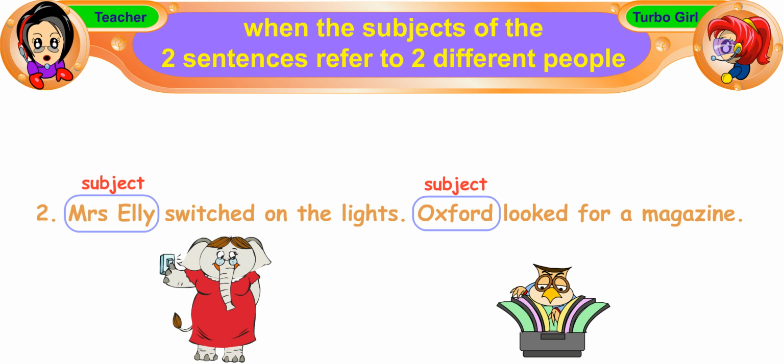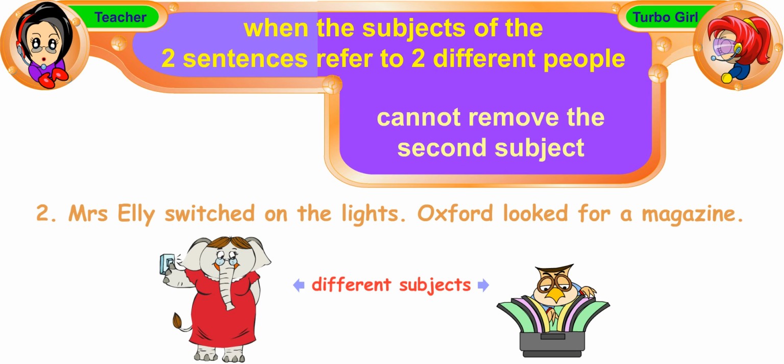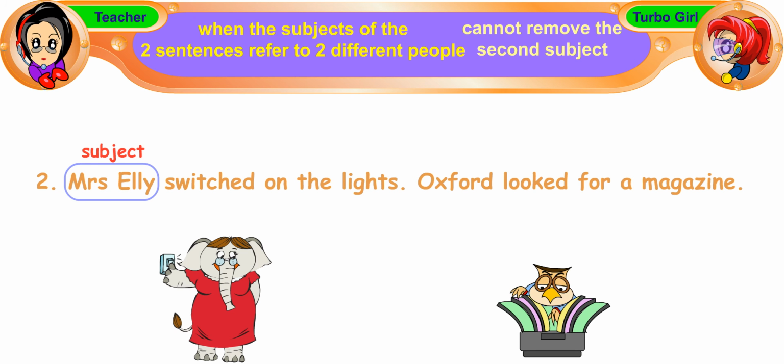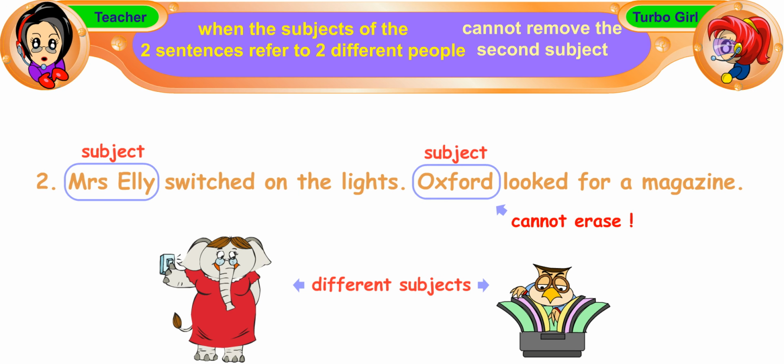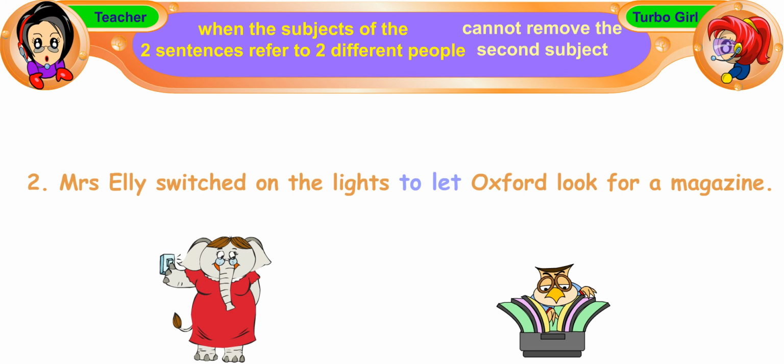When the subjects of the two sentences refer to two different people, we cannot remove the second subject. Let's look at the sentences in two. Mrs. Alley switched on the lights. Oxford looked for a magazine. The subject of the first sentence is Mrs. Alley, while the subject of the second sentence is Oxford. Since Mrs. Alley and Oxford are referring to two different people, we cannot erase the second subject, Oxford. In addition, we must add the word let after the word to. So we have Mrs. Alley switched on the lights to let Oxford look for a magazine.